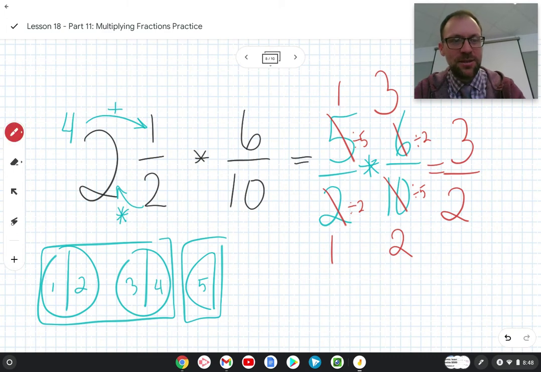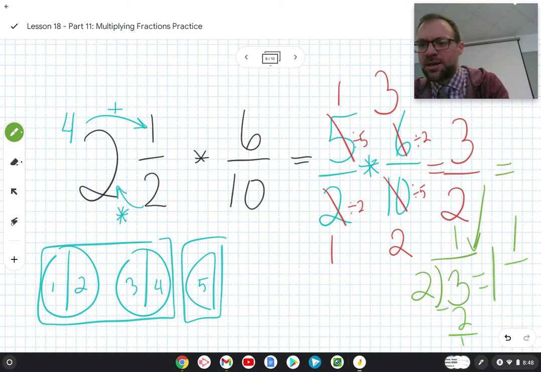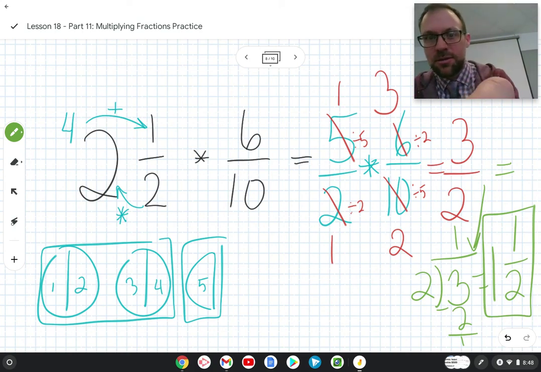That's right. We're going to divide. We're going to divide, and I'm going to come do it down here if that's okay, just to make space. We're going to divide 3 by 2. And let's see, 3 divided by 2 is 1 with 1 left over. So that's 1 and a half. That is our final answer. Wow. That's a lot of work, many steps, but you know them all.